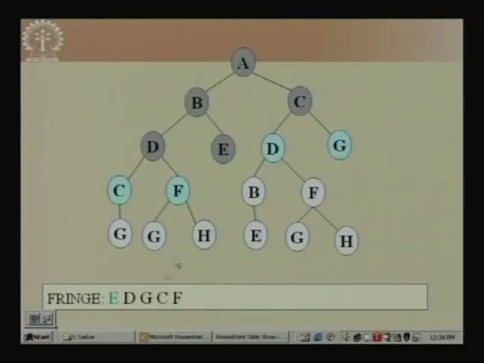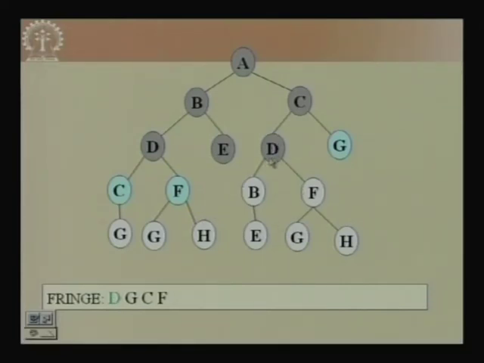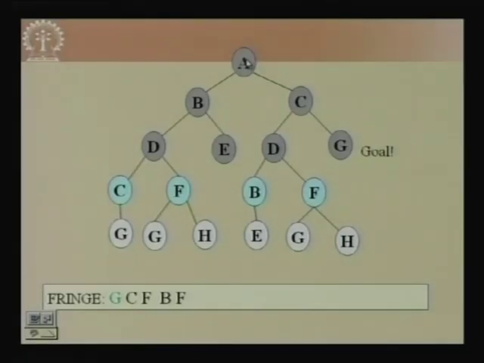Okay, so let's continue. E has been removed from fringe and then D will be removed from fringe and its successors B and F will be added to the back of fringe, and then G is the next node to be expanded and G happens to be a goal node. So in this case search will stop. So we notice that first all nodes at level 0, depth 0 from start state, are expanded, that is A itself. Then all nodes which are at distance 1 from the start state, then all nodes at distance 2, then all nodes at distance 3 and so on.